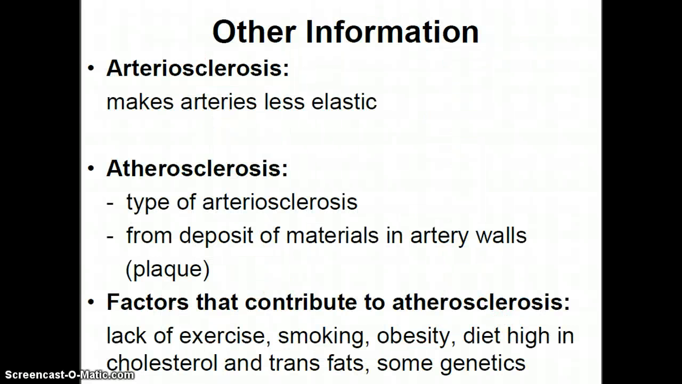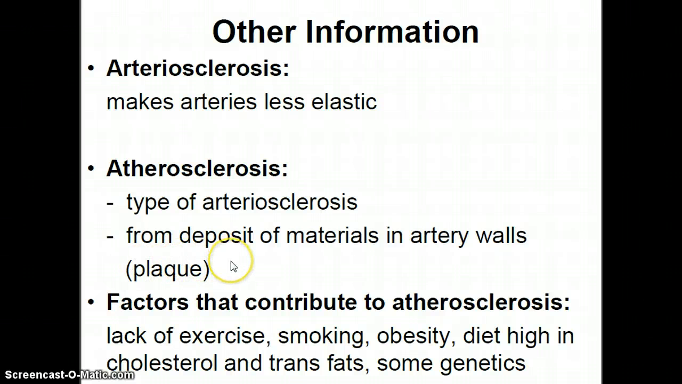All right, a little bit more information before we end this PowerPoint narration. Arteriosclerosis is a general term for what we might call hardening of the arteries. All of these conditions make the arteries less elastic. The most predominant type of arteriosclerosis is atherosclerosis. Notice this is a type of arteriosclerosis, and in this instance, deposits of materials occur in the artery walls. We call these deposits plaque.